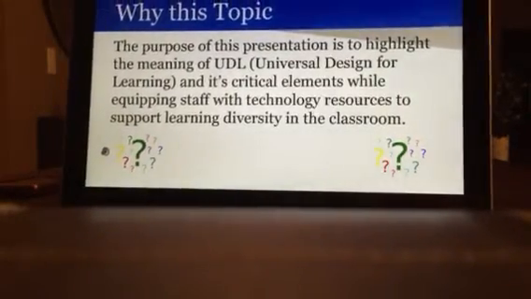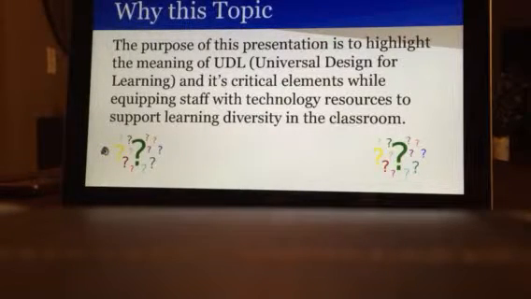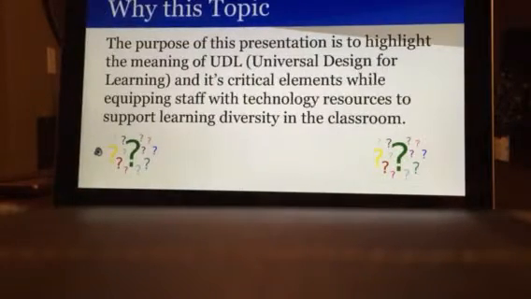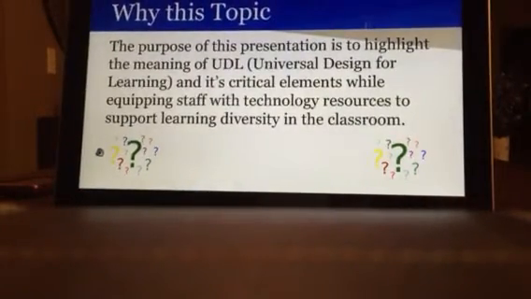why this topic? The purpose of this presentation is to highlight the meaning of UDL, Universal Design for Learners, and its critical elements that will equip my teaching staff with the technology resources that they can use in their classrooms to help support different learners.